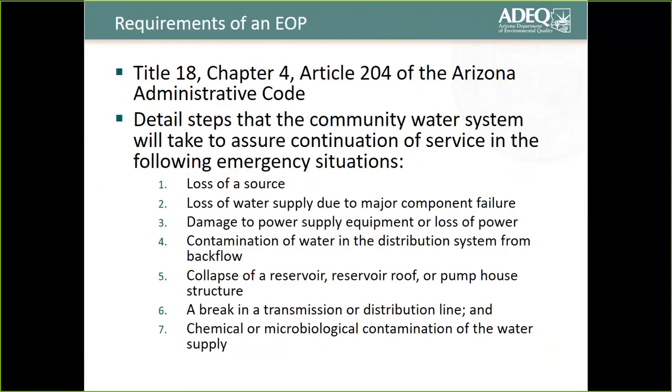The items that you're required to have in an emergency operations plan are listed in rule, and are listed over here. Some of the things you have to cover: you have to address loss of source, loss of water supply due to major component failure, damage to power supply or loss of power, and contamination. So basically you have to explain what you're going to do in each of these emergency situations: collapse of a reservoir, breaking your distribution line, chemical and microbiological contamination of the water supply. You explain and then list out the steps that you will take to fix the situation.